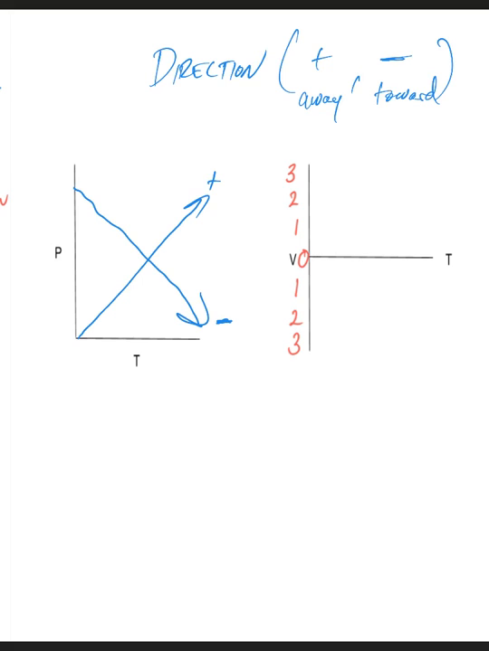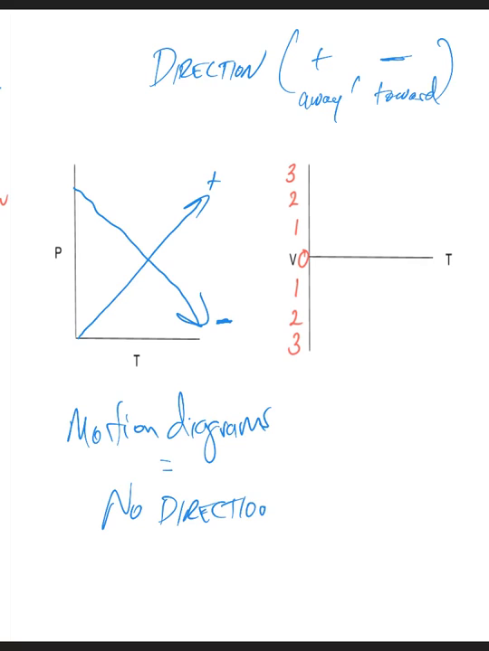With motion diagrams, if you remember, there is no direction. So no matter what I have for a motion diagram, I can't show direction at all. Now, velocity time, direction is shown differently. And anything in this top quadrant here is the positive direction, meaning it's going away from the origin. And anything down here in the bottom quadrant is the negative direction.